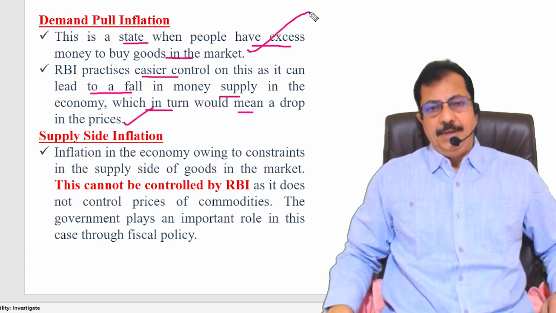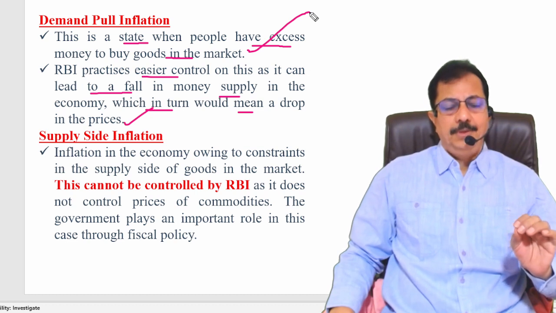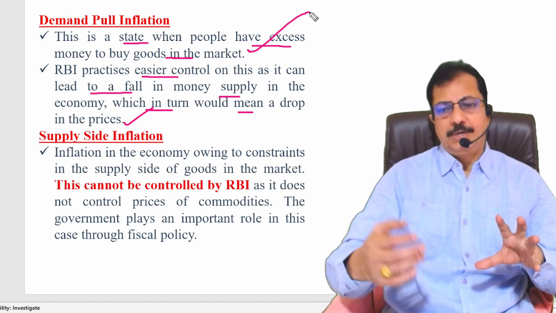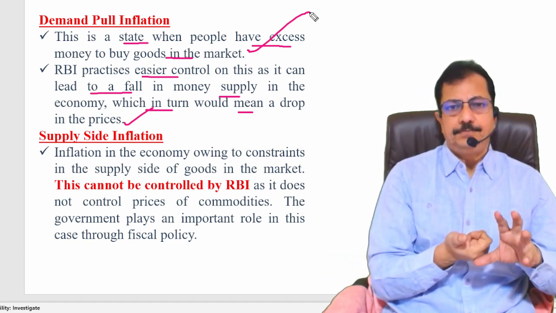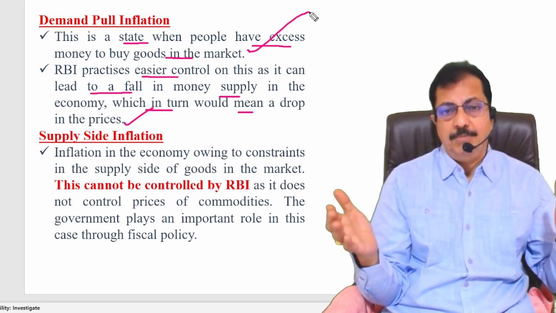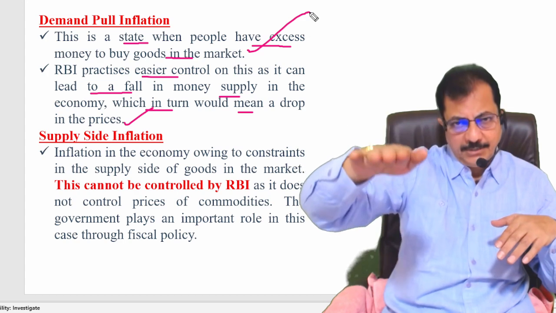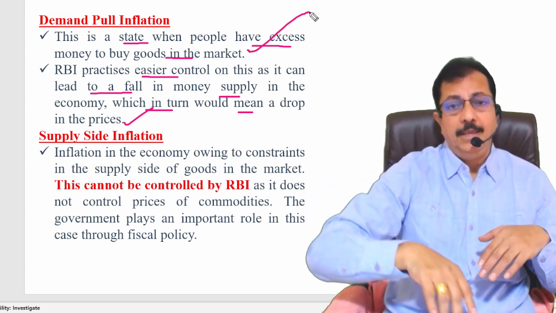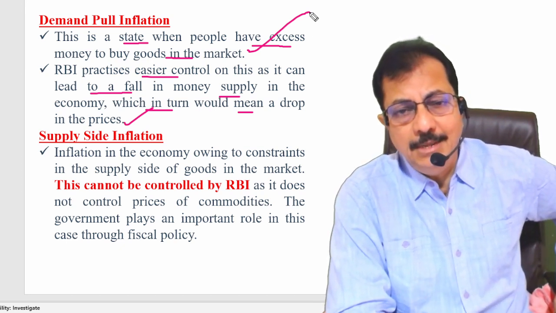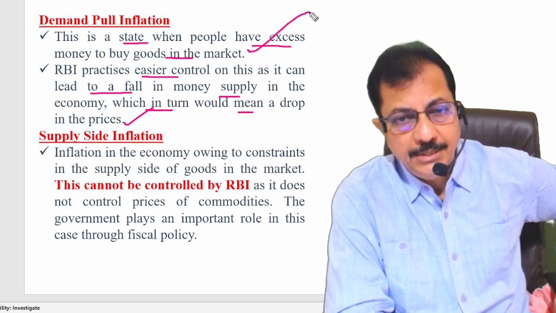The RBI will step in, and RBI will apply monetary policy. It will restrict the flow of money into the market. It will try to suck the money from the market. When the money is sucked, the spending capacity, purchasing capacity will come down, people will not purchase, and when the demand is coming down, automatically the prices will be under control. Meaning, RBI will step in when there is demand pull inflation. Government cannot do anything here.